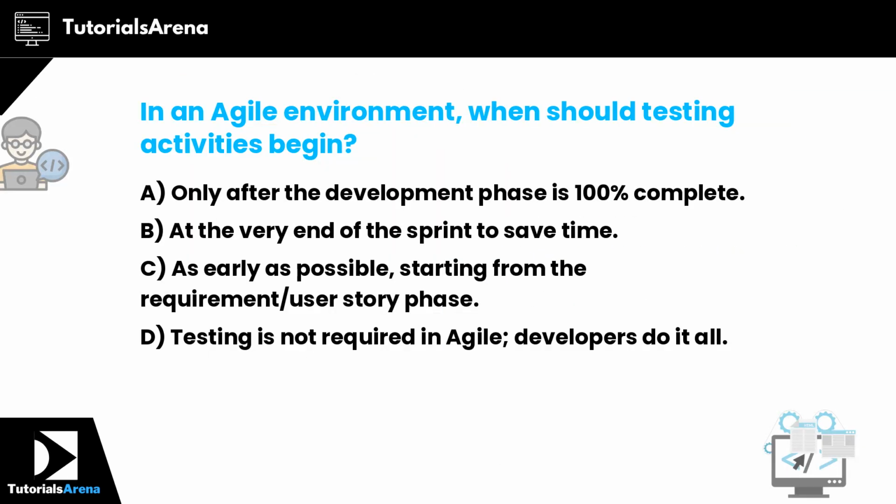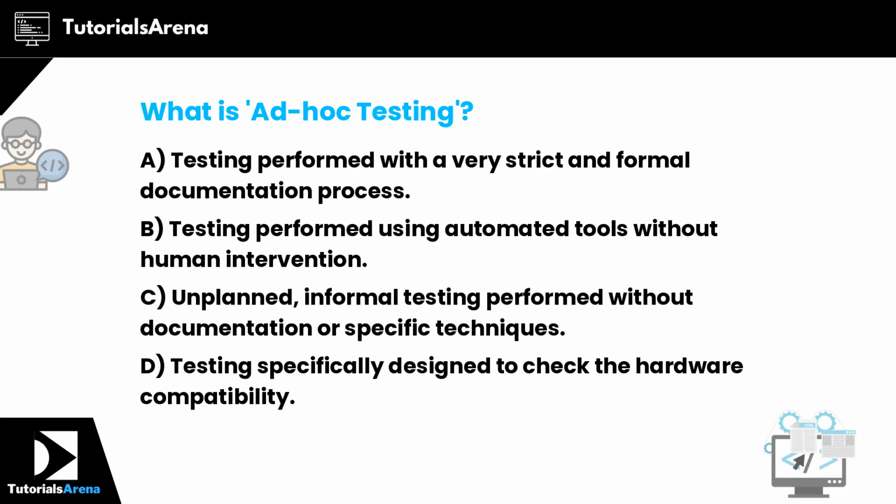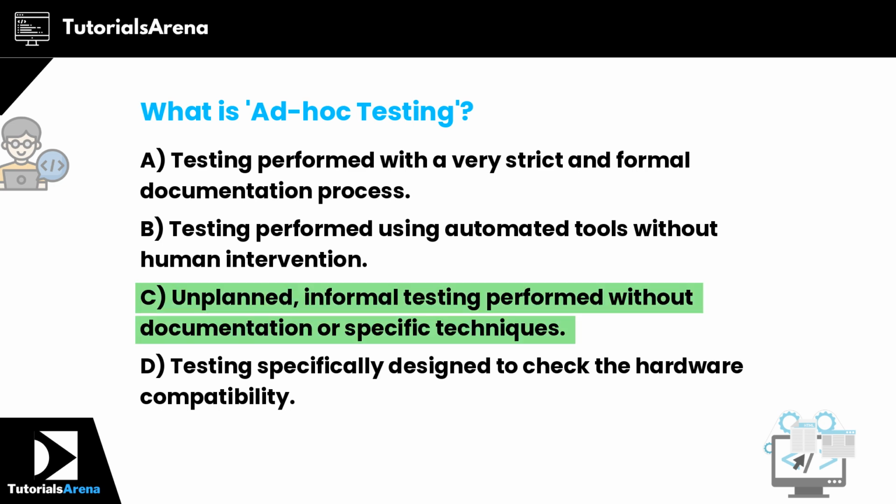In an Agile environment, when should testing activities begin? The correct answer is option C. As early as possible, starting from the requirement/user story phase. What is ad hoc testing? The correct answer is option C, unplanned, informal testing performed without documentation or specific techniques.